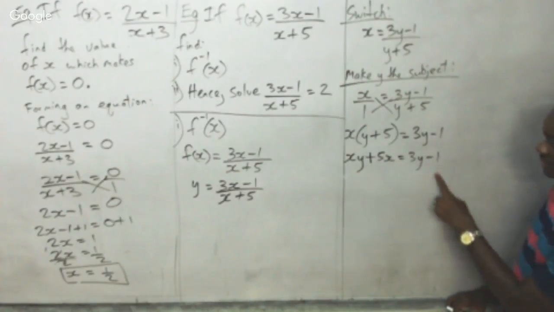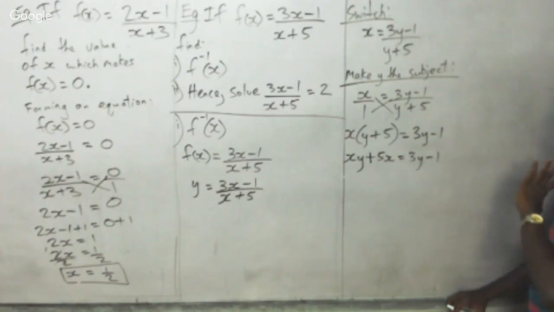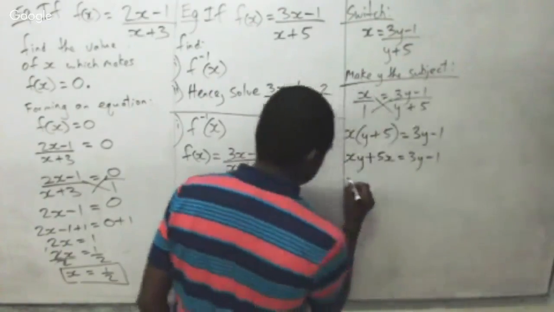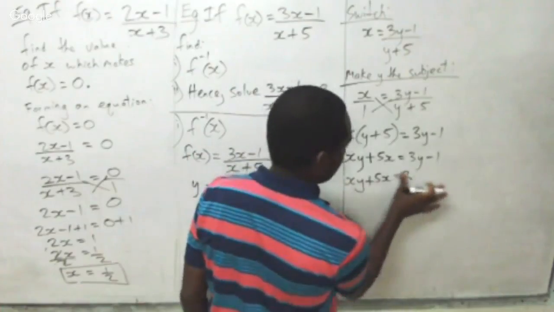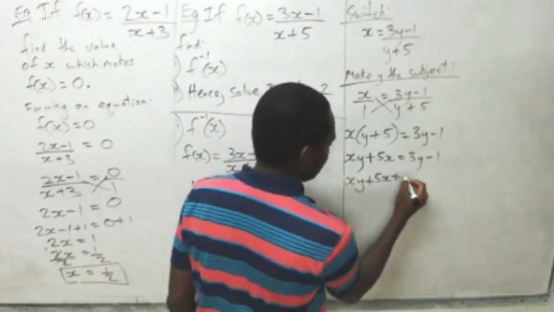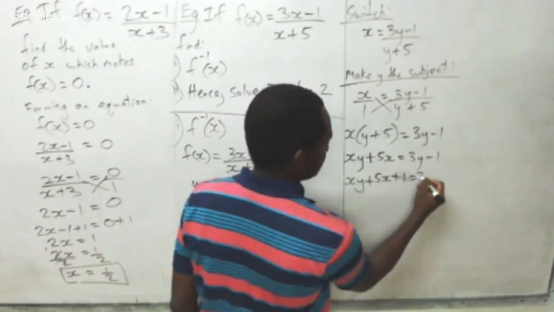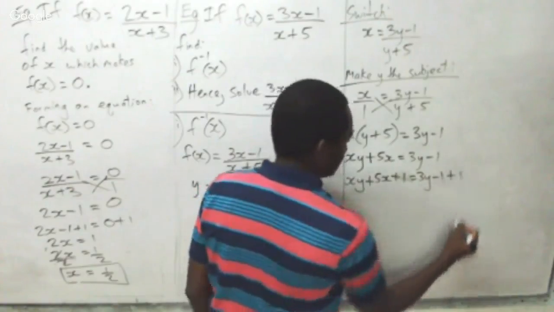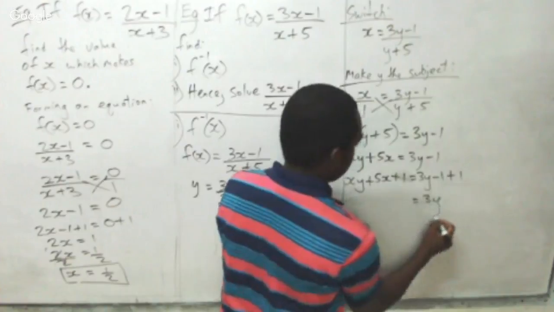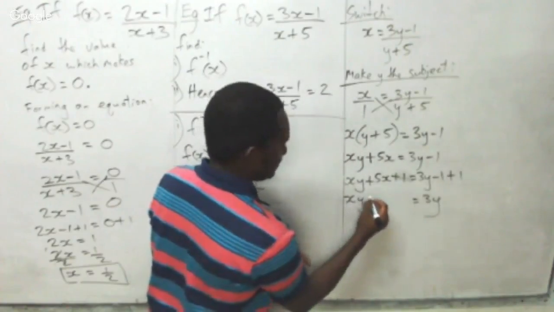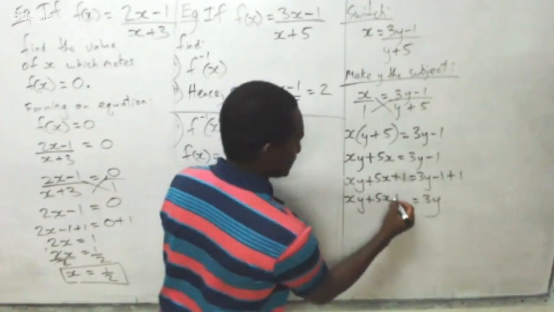what does not belong here? The negative one. How are we going to get rid of it? We're going to add one to both sides. So xy plus 5x plus 1 equals 3y minus 1 plus 1. This gives you just 3y.